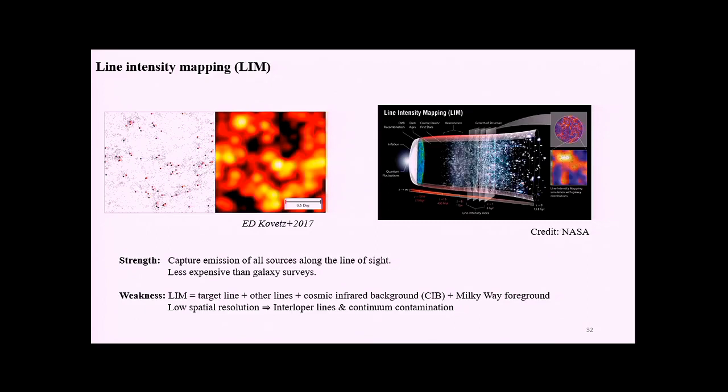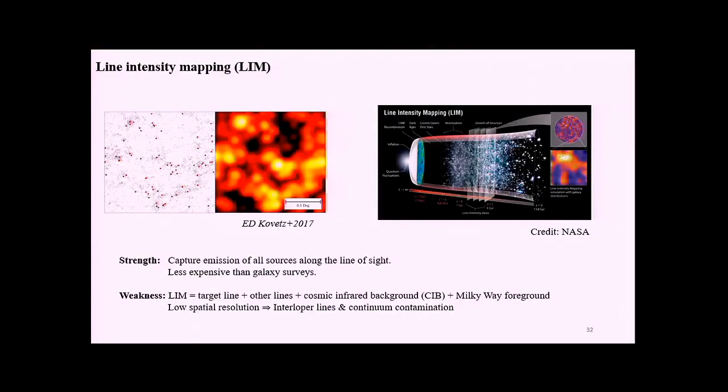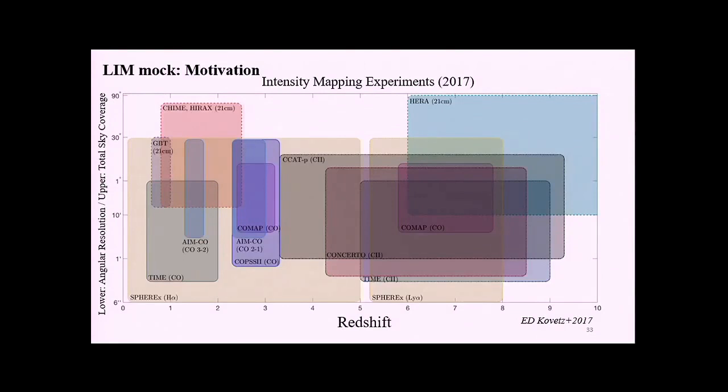In the data product, we will not only get the target line, but also other lines that we don't want to measure, and the continuum emission given by the dust, the cosmic infrared background, and the Milky Way continuum foreground will all enter the measurement. As an example, say we are interested in the C II line intensity distribution at a redshift around 3. The CO lines emitted by galaxies at much lower redshift, together with the Milky Way emission, will also enter the frequency channels. So in the future, there are a lot of line intensity mapping surveys planned to measure various line emissions over very different redshift ranges.